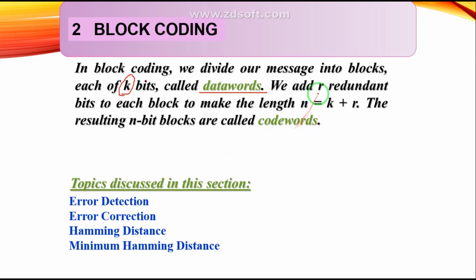Now we are going to add redundant bits to each block to make the length n equal to k plus r. Then what is this resulting n-bit block? It is nothing but your code word. So code word is equal to data word plus redundant bits. Now these extra redundant bits are chosen or calculated by a predefined algorithm.